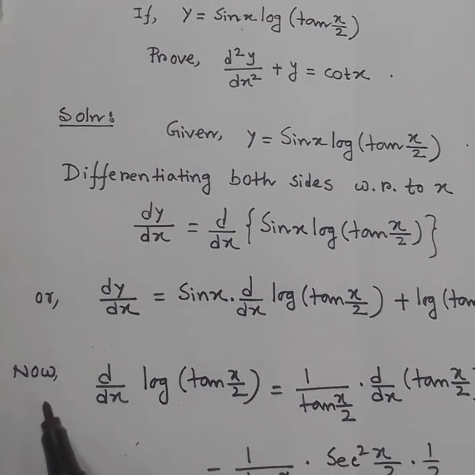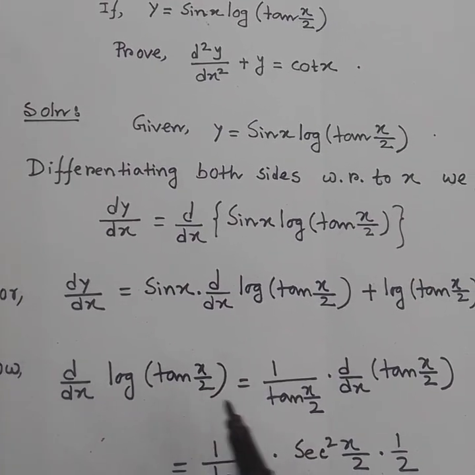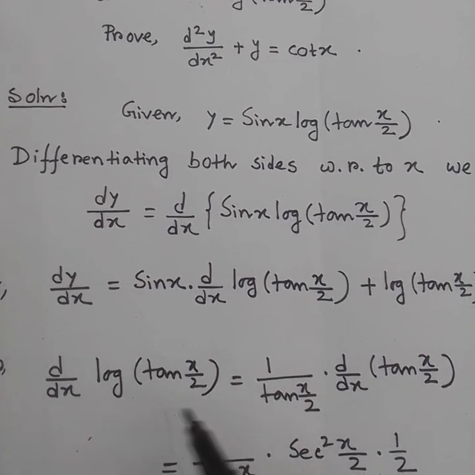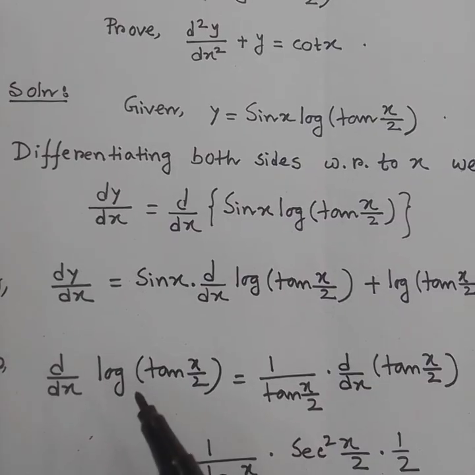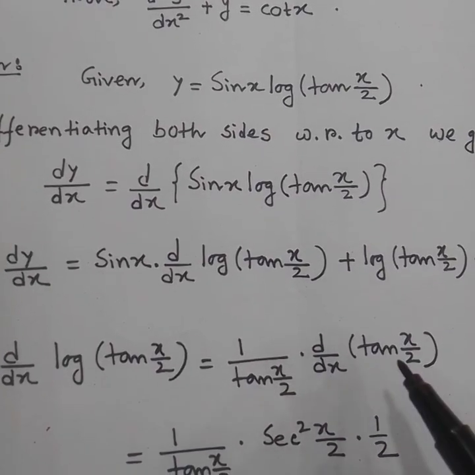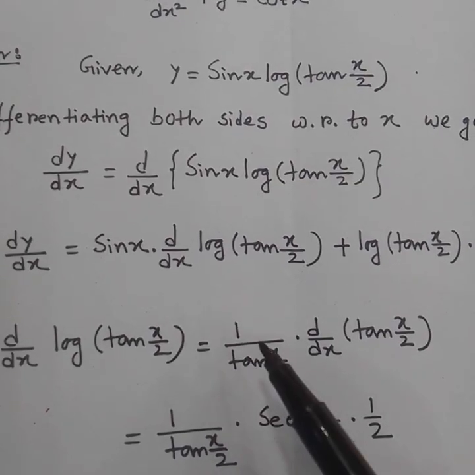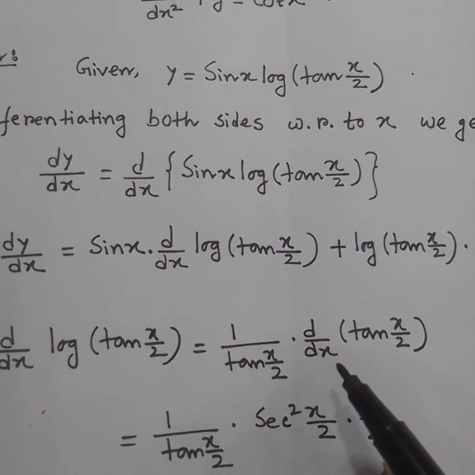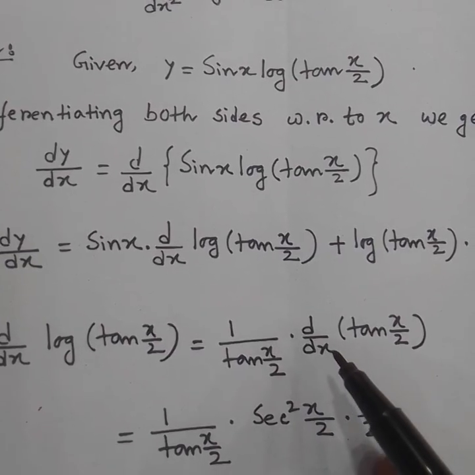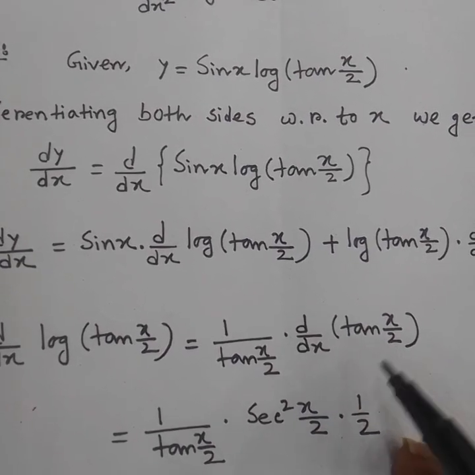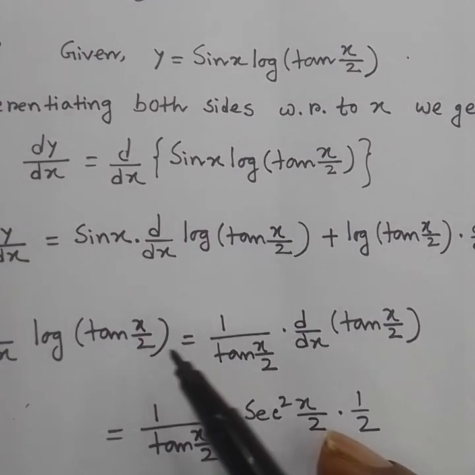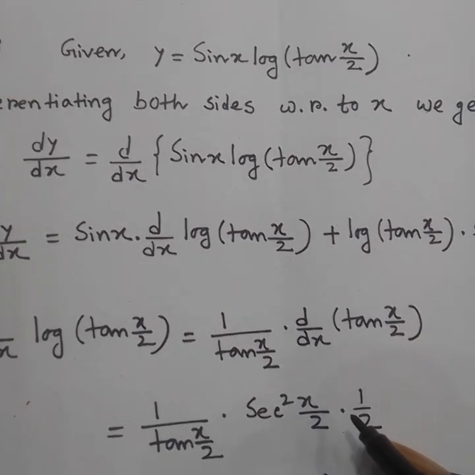Now d by dx of logarithm of tan x by 2: we already know that d by dx of log x equals 1 by x. So here we get d by dx of logarithm of tan x by 2 equals 1 by tan x by 2 into d by dx of tan x by 2. Now that results in 1 by tan x by 2 into, we know that the derivative of tan x equals sec square x, so the derivative of tan x by 2 will be sec square x by 2, and the derivative of x by 2 with respect to x produces half.